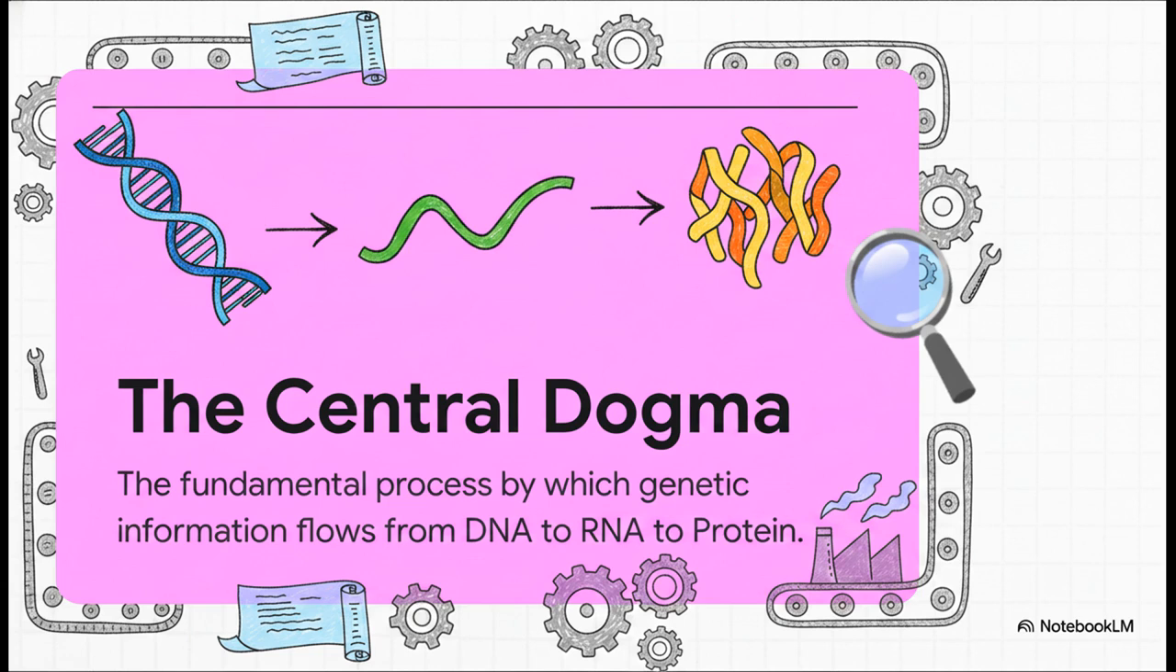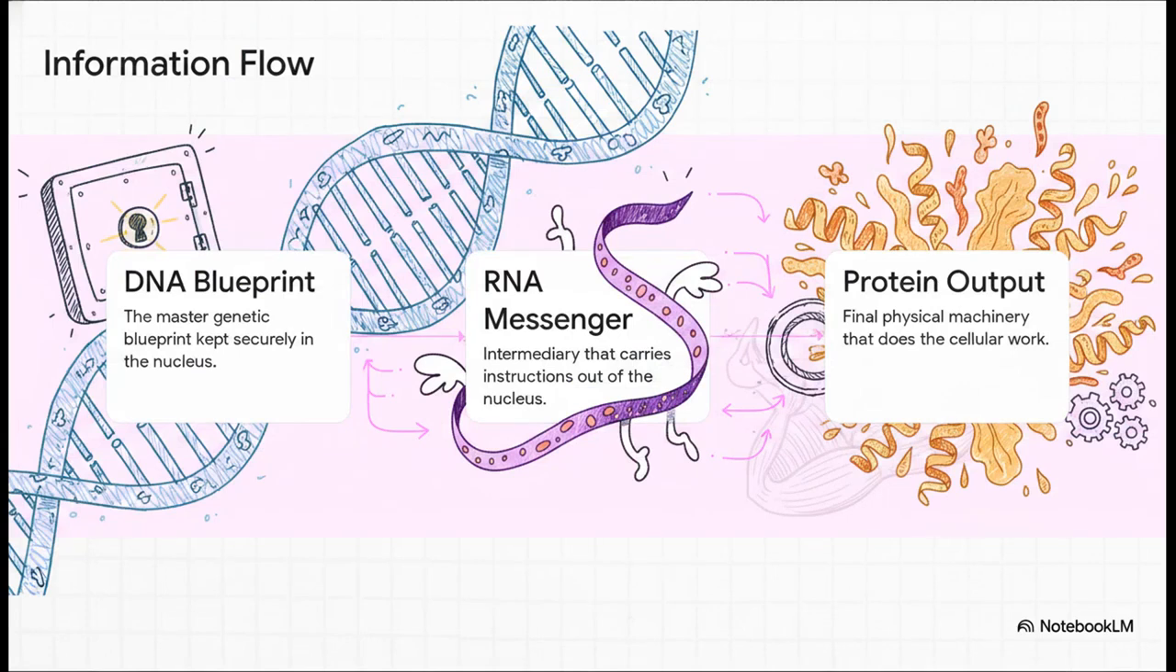If we stick with our cellular factory metaphor, information has to eventually become a physical product, right? You can't just have a blueprint sitting there. You need a process to turn that blueprint into the molecular machines that actually do the daily work of keeping you alive. So here is how that manufacturing plant operates in 3 sequential steps.